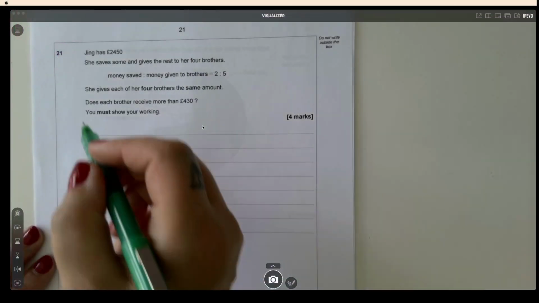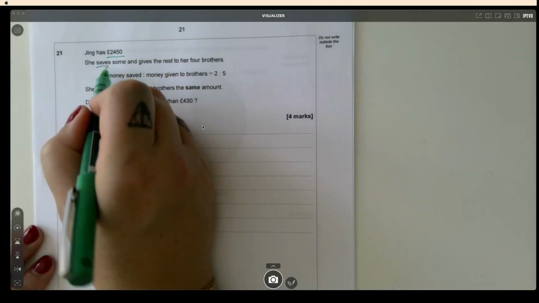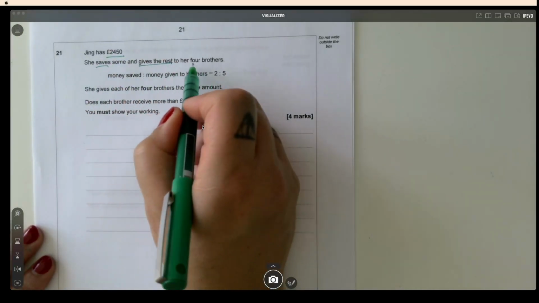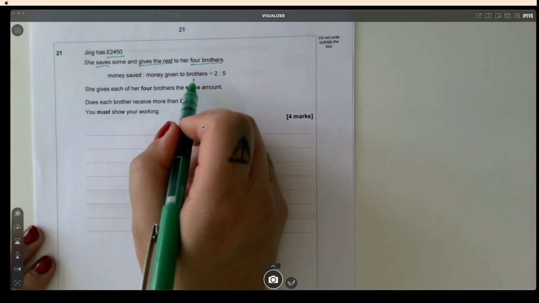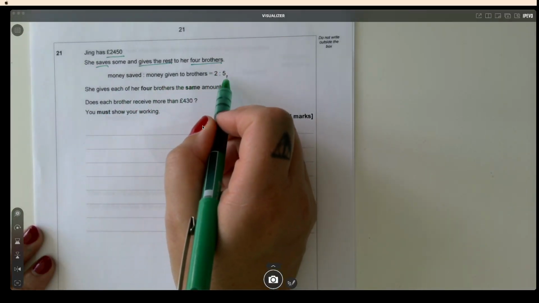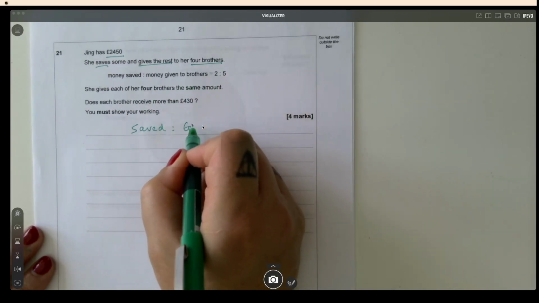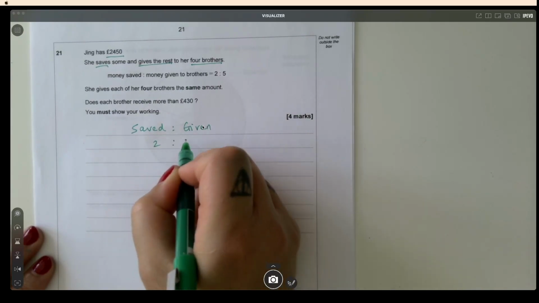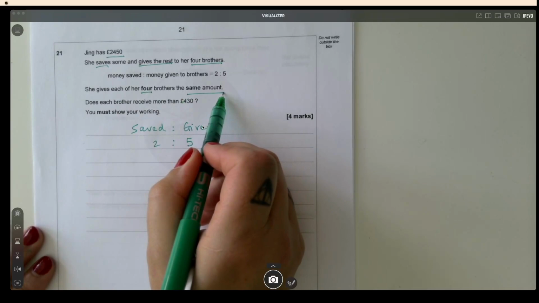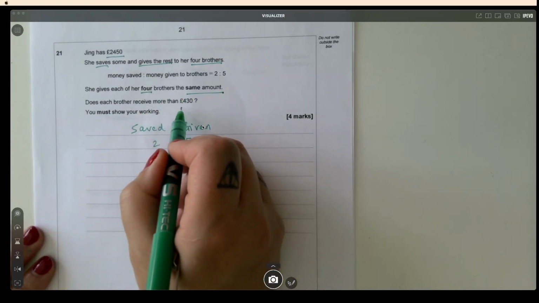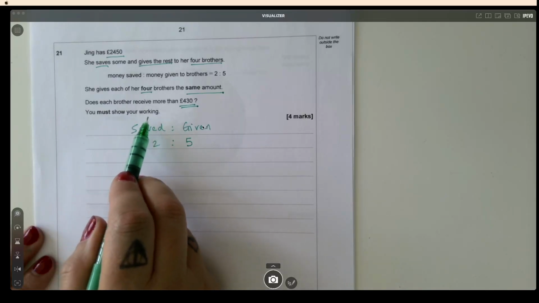Question 21. Jing has £2,450. She saves some and then gives the rest to her 4 brothers. Money saved to the money given to the brothers is in the ratio of 2 to 5. So we've got money saved and then money given in the ratio of 2 to 5. She gives each of her 4 brothers the same amount. Does each brother receive more than £430? You must show your working out.